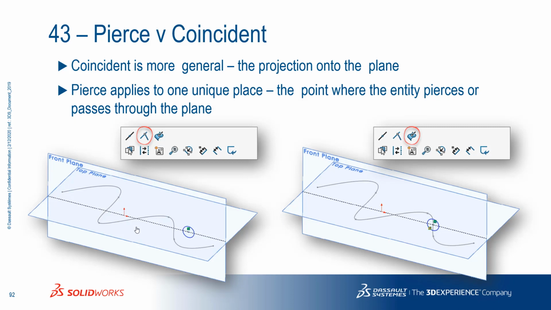Pierce versus coincident. Here, I just want to point out what's the difference, okay? Coincident is more general, and Pierce is one unique point, one unique place. It's the point where an entity passes through the plane. Coincident is where the projection of it, an infinite projection, passes through the plane. Okay, so that's the difference. Coincident is the projection, infinite projection onto a plane, and I'll show you what I mean by infinite, and Pierce is that one unique spot.